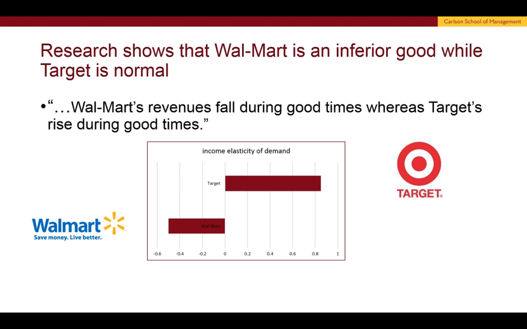We can also use this idea of inferior goods and normal goods, just the taxonomy of types of goods, to think about demand for particular firms' products. There's evidence in research showing that Walmart's revenue falls during good times, whereas Target's revenue rises during good times. In fact, the specific estimates of the income elasticity of demand reveal an income elasticity of demand around 0.8 for Target, making it a normal good, and around minus 0.5 for goods sold at Walmart, making Walmart's products inferior goods in the taxonomy of our theory.